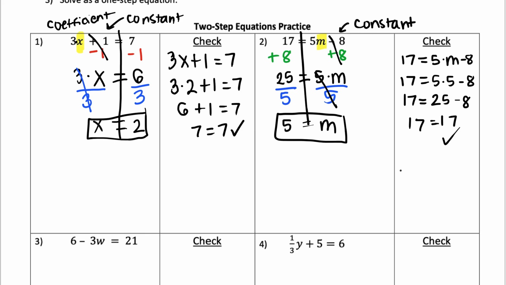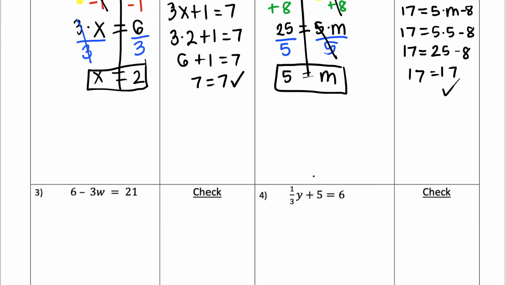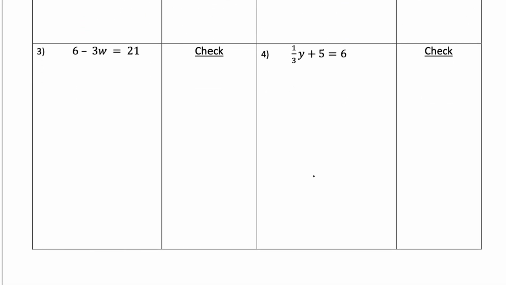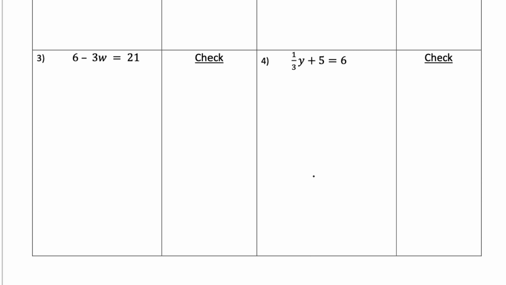So therefore, we did it correctly. 5 equals m is the solution. Again, if you're feeling good, go ahead and pause the video. Keep trying to do it on your own. Otherwise, keep listening to see how we are going to solve these.